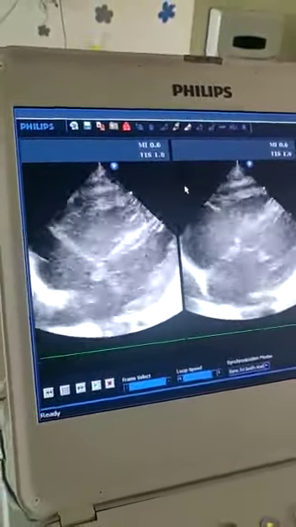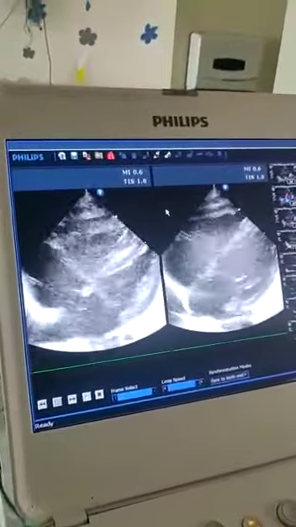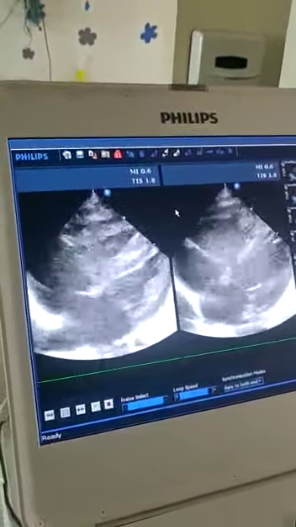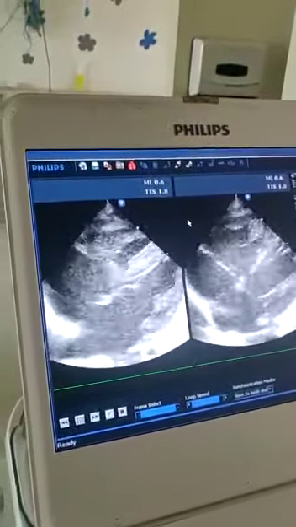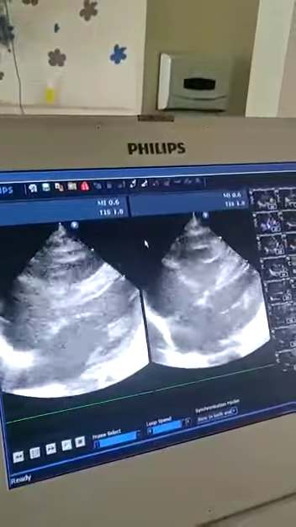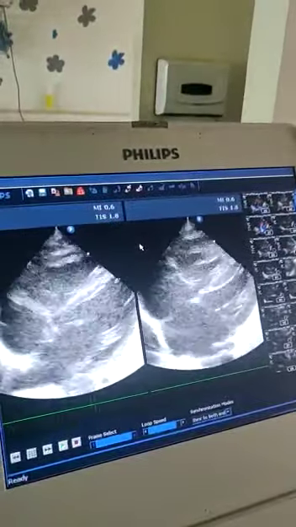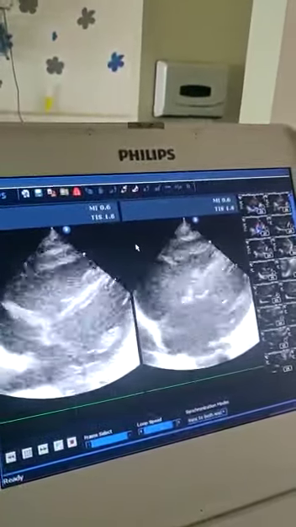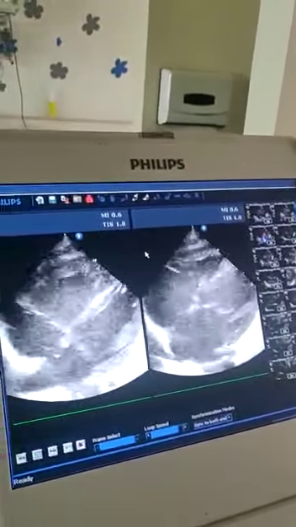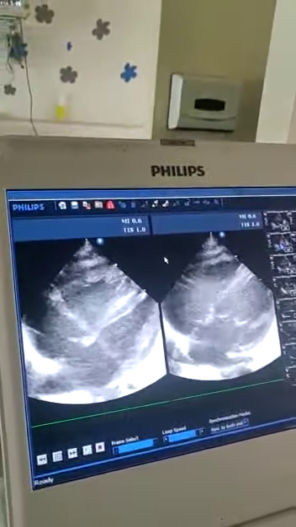So in a nutshell, we learned 4 things on the echo images. One is on the parasternal long axis: ventricular septal defect and overriding of the aorta. And on the short axis, we looked at pulmonary stenosis, and on the 4-chamber view, we appreciated the right ventricular hypertrophy.